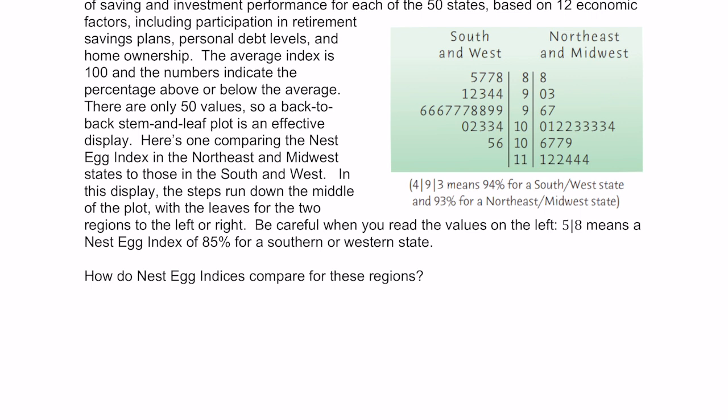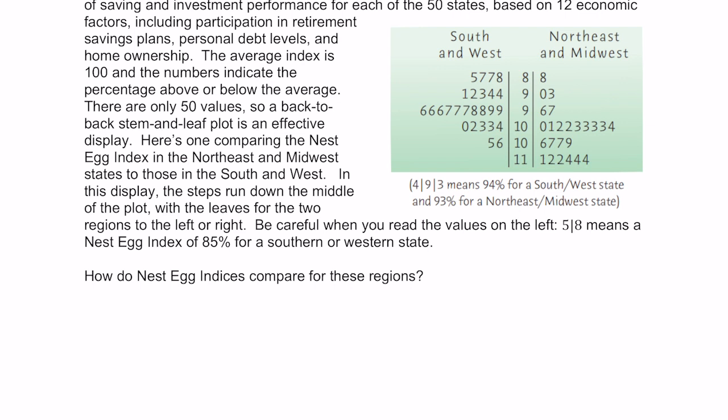The Nest Egg Index devised by the investment firm A.G. Edwards is a measure of saving and investment performance for each of the 50 states based on 12 economic factors, including participation in retirement savings plans, personal debt levels, and home ownership. The average index is 100, and the numbers indicate the percentage above or below the average. There are only 50 values, so a back-to-back stem and leaf plot is an effective display.